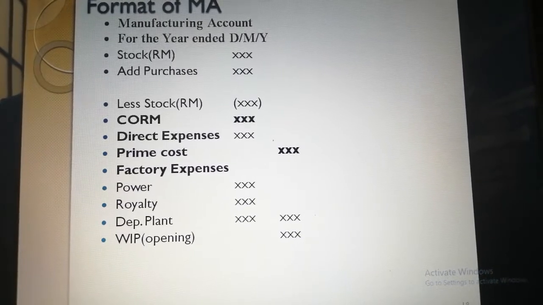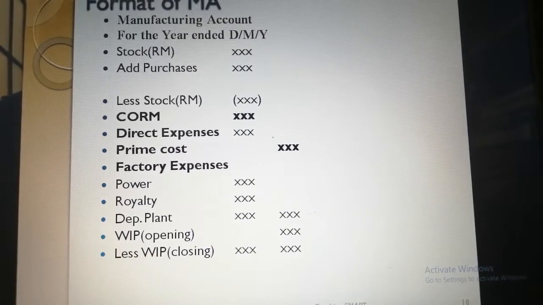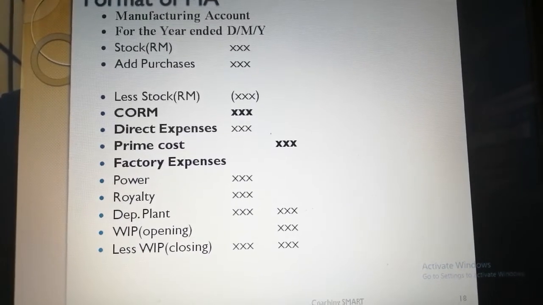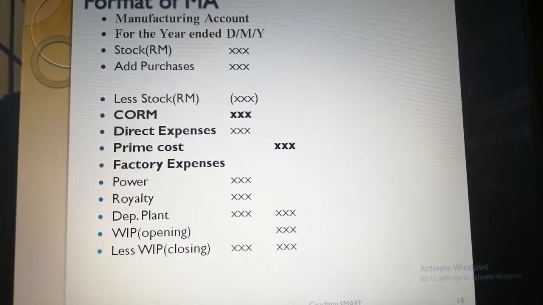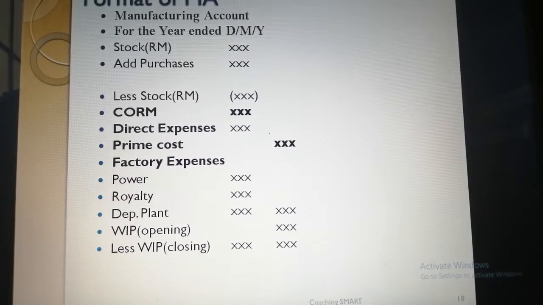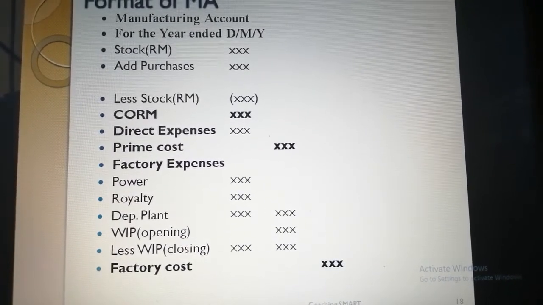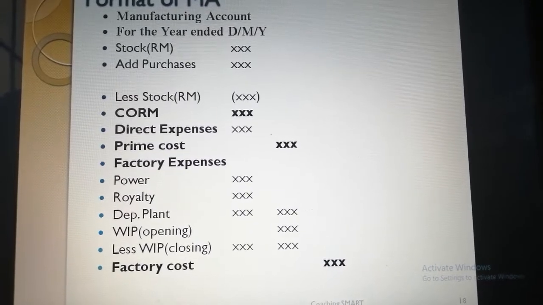Then work in progress, opening, less work in progress closing, you get the difference. When you add prime cost plus factory expenses plus difference in work in progress, you get factory cost. So that's how you prepare manufacturing account. After preparing manufacturing account, you're supposed to prepare trading account.